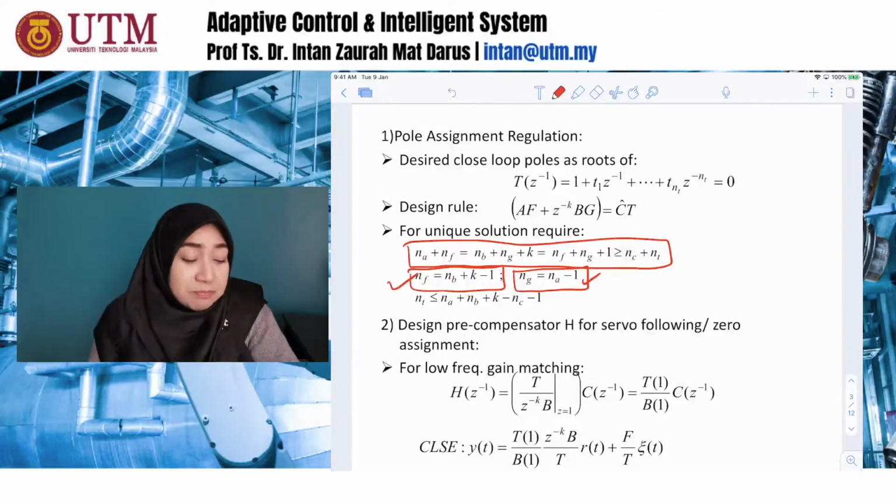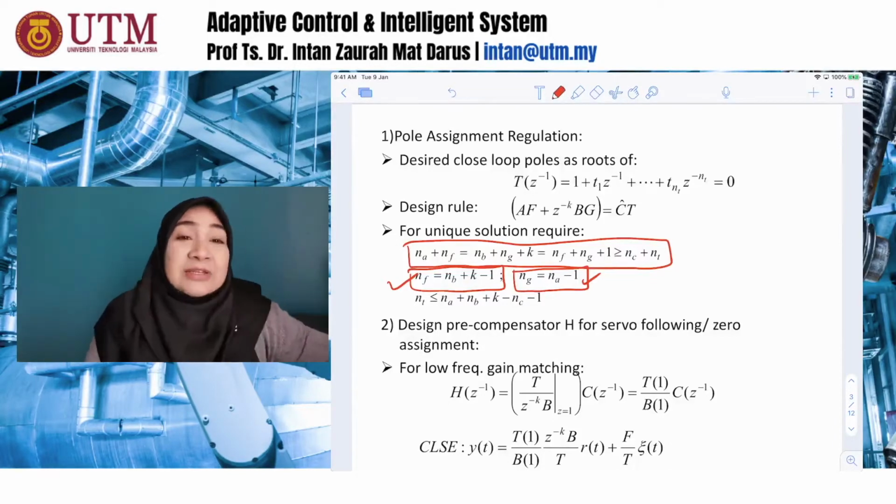Using this equation, you can later define the model order for your F and for your G, and then from there you can use the previous equation for your characteristic equation to find out the value for your controller F and controller G for the feedback of your system. That is for your feedback controller. What about the feed forward controller H?